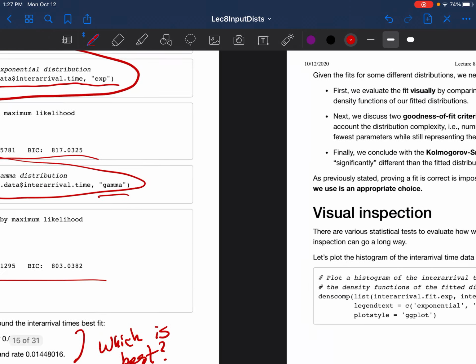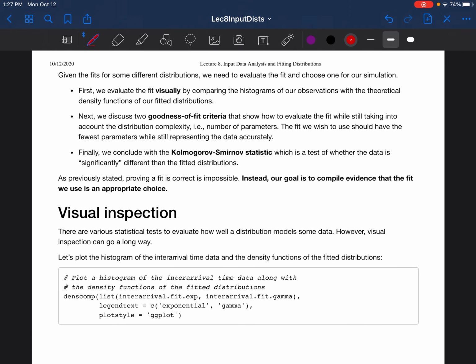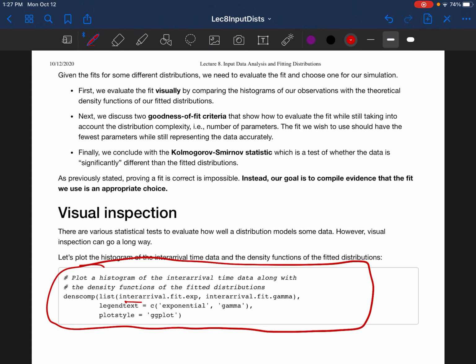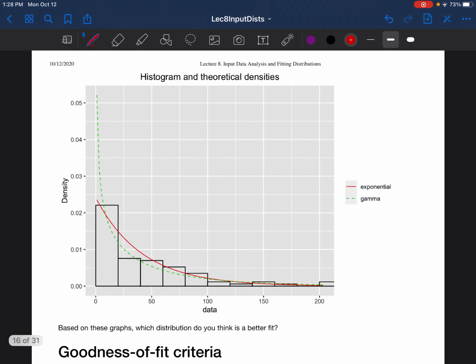Okay, we have to evaluate this fit. And we can look at it visually. And we can also use a goodness of fit criteria. And then we have another criteria called the Kolmogorov-Smirnov statistic. So for visual inspection, we can use this function dense_comp. It will actually let us look at different fits like this. And we have to give it what each fit is by giving it that label. Remember, C creates a column in R. And then for the plot style, we use something called ggplot. Okay, and it automatically plots the things for us when we put in that command.